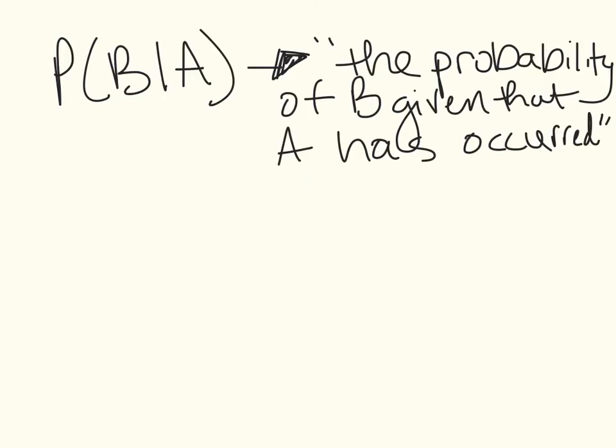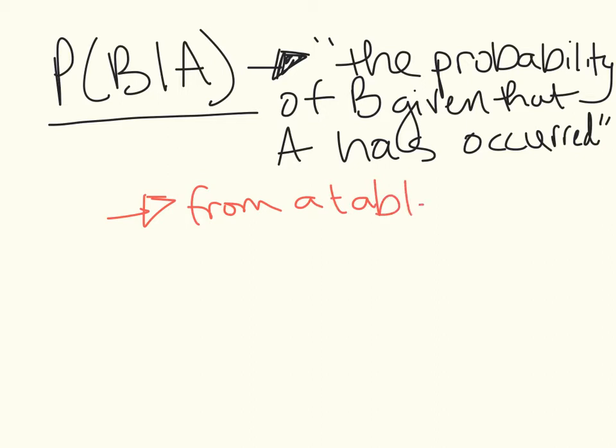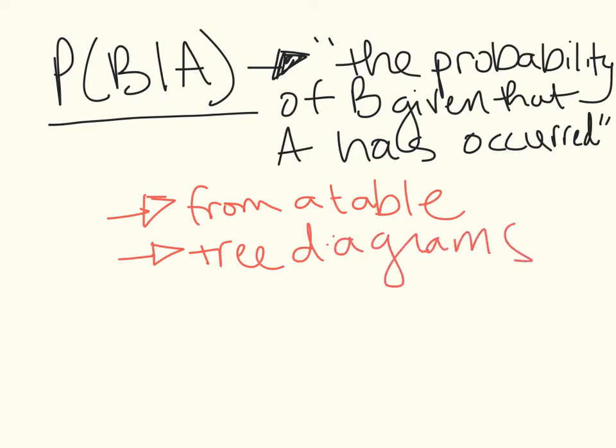So this is the notation of conditional probability. The probability of B given that A has occurred. Conditional probability requires some thinking when you're asked to find it. You can calculate it from a table by looking at smaller subsets, from tree diagrams, or using a formula.